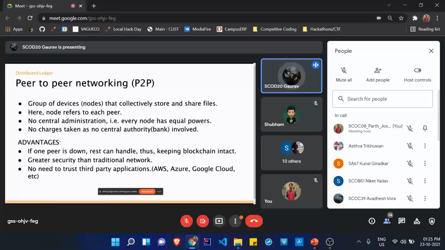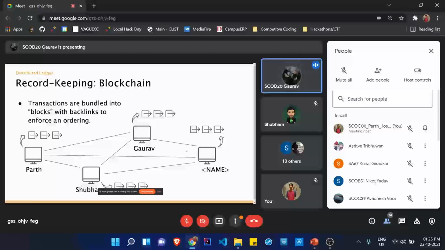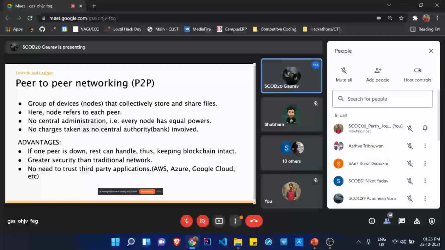Here, node refers to each peer, as I said. No central administration, that is, every node has equal powers. You can see no one is in the middle to control any transaction. And also, no charges are taken. So, if Parth sends money to Gaurav, there is no one who will say, I am validating, I want money. Nothing like that.